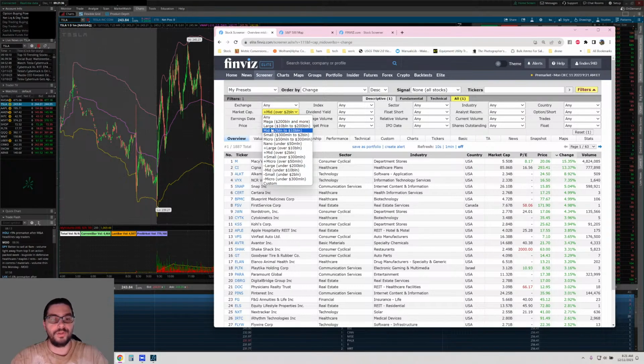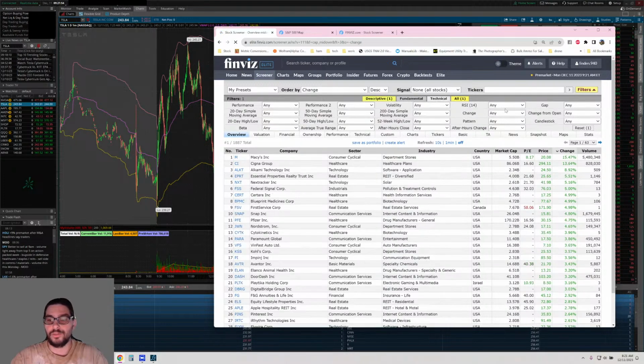I'm currently only interested in trading companies that are mid, so 2 billion and higher. And I may even switch it from mid to large to mega, so I'd only trade these two. And I'm not running really any other filters right now, although I easily could. I could say change up, change down, whatever.